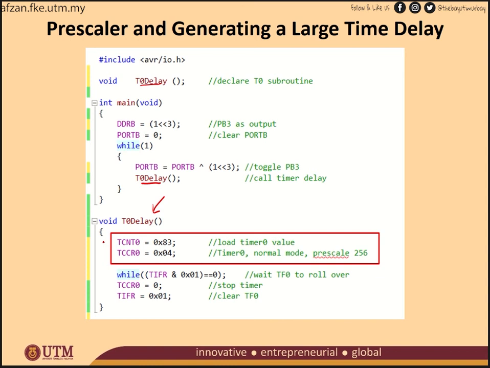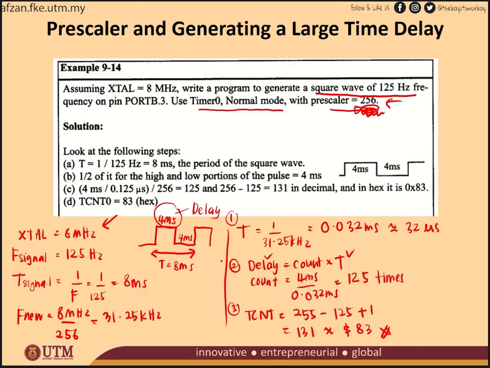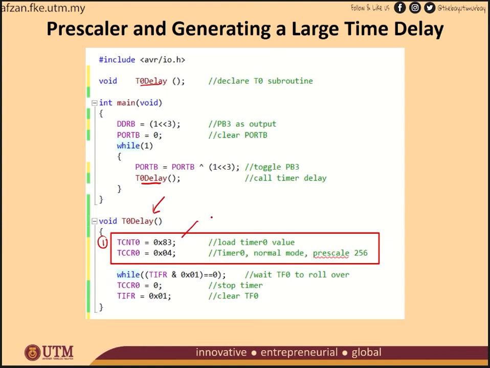So in the first step, initialize your TCNT0. TCNT0 equals 0x83. We already calculated that. So the value that we need to put in our TCNT is 83 in hexadecimal, or you can put TCNT0 equal to 131. Okay, 131. Right, and then this is your second step, your TCCR setting.